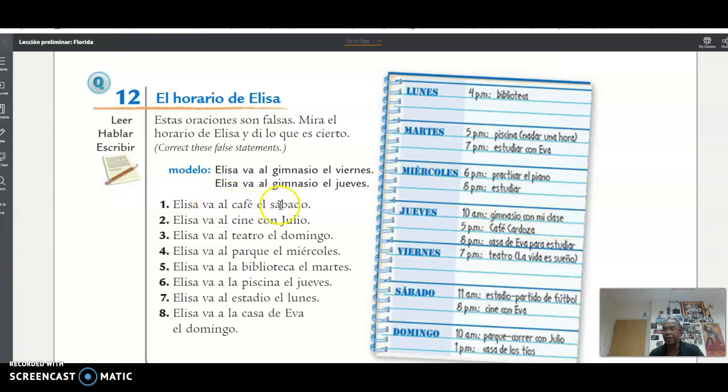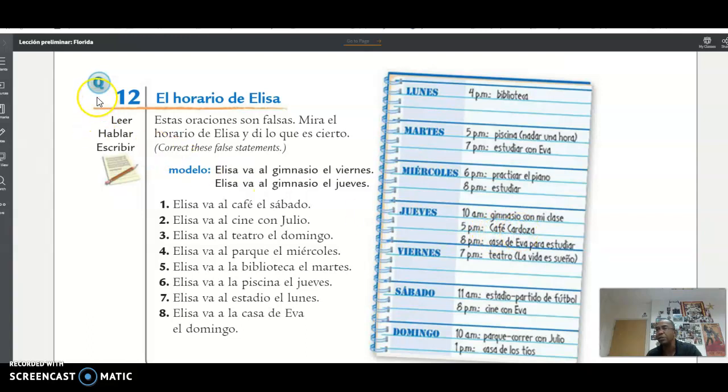Elisa va al café el sábado. Sábado. A las 11 estadio partido de fútbol. A las 8 p.m. cine con Eva. No, es incorrecto. Elisa va al café el lunes. No. El martes. No. El miércoles. Tampoco. El jueves. Sí. Elisa va al café Cordosa el jueves.